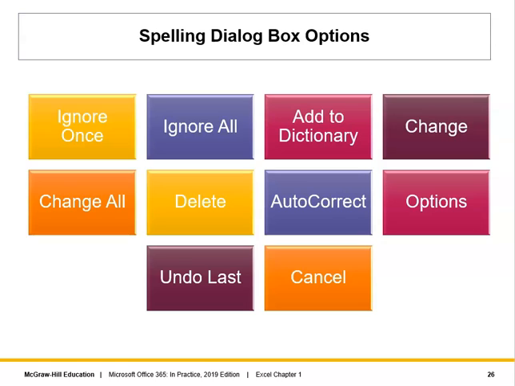Delete appears for any repeated words. Click to delete one occurrence of the label. Autocorrect adds the label to the autocorrect list. Options opens the Excel Options dialog box to the Proofing tab for changing default settings. Undo last reverses the most recent correction, and Cancel discontinues the spell checking.